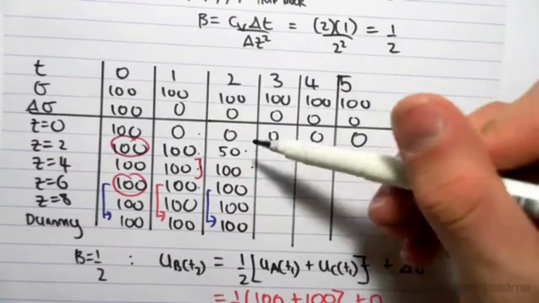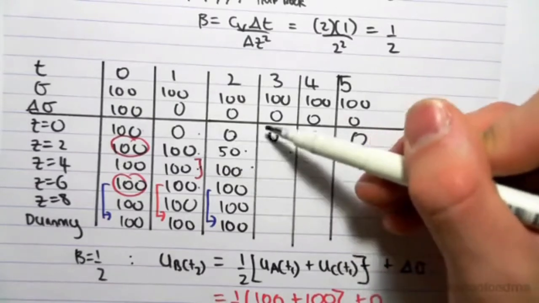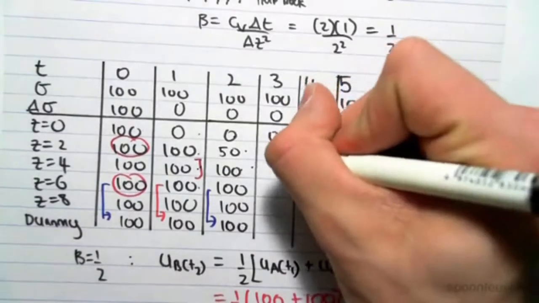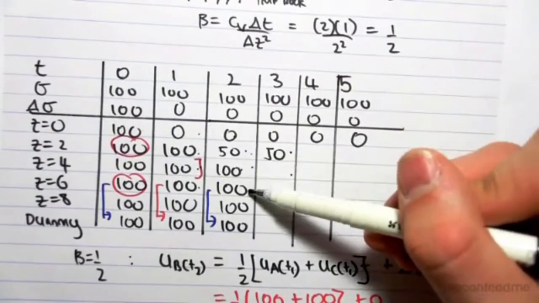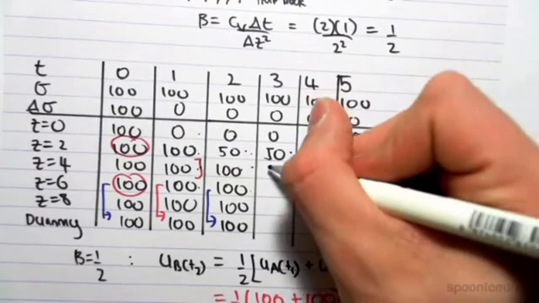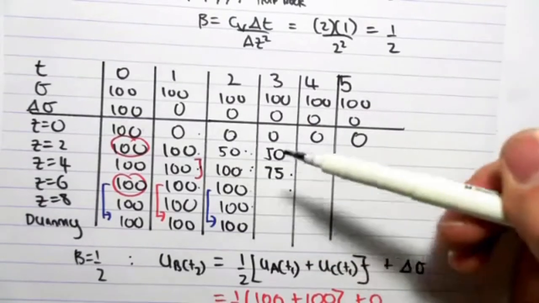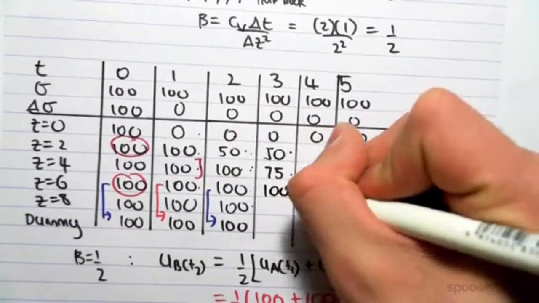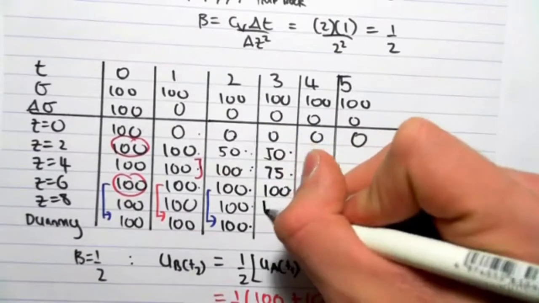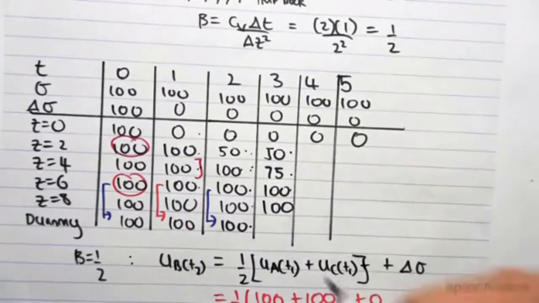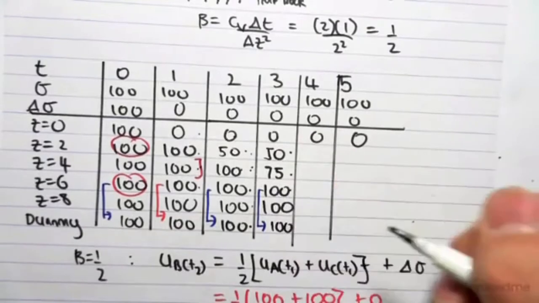Now this value would be 0 plus 100 here divided by 2 plus 0, so that would be 50. This value here would be 50 plus 100 divided by 2 plus 0, so that would be 75. This value here would be 100 plus 100 divided by 2 plus 0, which would be 100. This value would also be 100 plus 100 divided by 2 plus 0, so 100. And we would then, once again, get our dummy as 100 by just bringing it down.